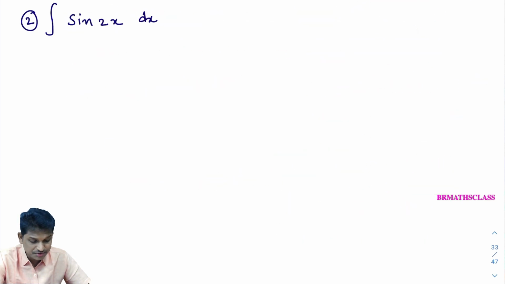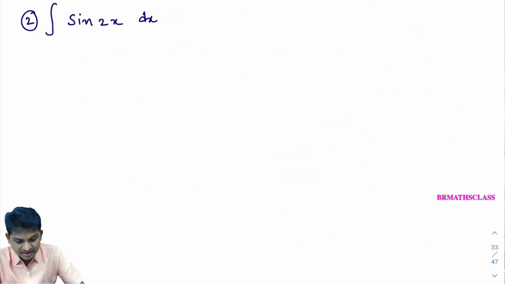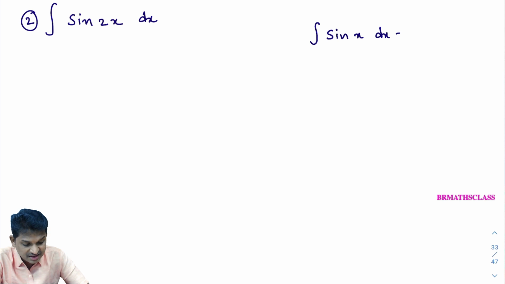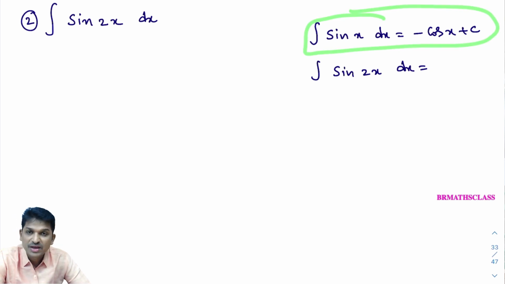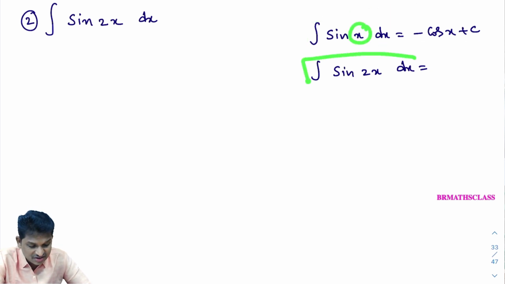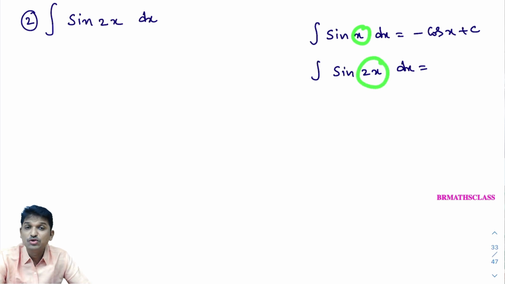Okay. So you observe the second question, integral of sine 2x dx. How to do this? I'll use the direct method. You know this formula. Integral of sine x dx is minus cos x plus c. What is the question? Integral of sine 2x dx. What thing do you need to identify? This is the formula we learned. In this formula, what is the difference between this formula and this question? In place of x, ax plus b is there. You need to identify that.